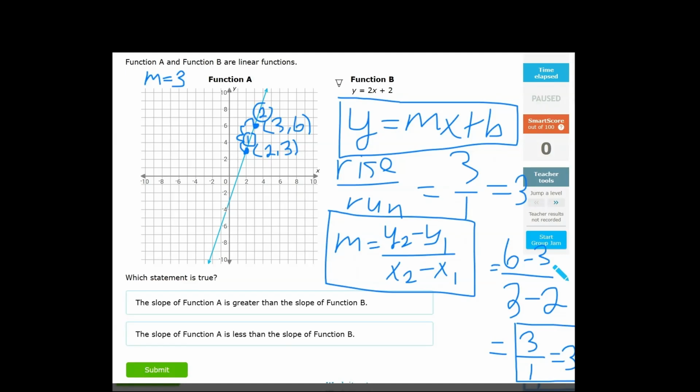Okay. Now let's look at function B. Recall that the number in front of the x represents our slope. In this case, the number in front of the x is 2. Function B is already given to us in slope-intercept form, so the slope is just 2 for function B. And so we notice that the slope for function A is 3, which is greater than the slope of function B, which is 2. So this is our solution.